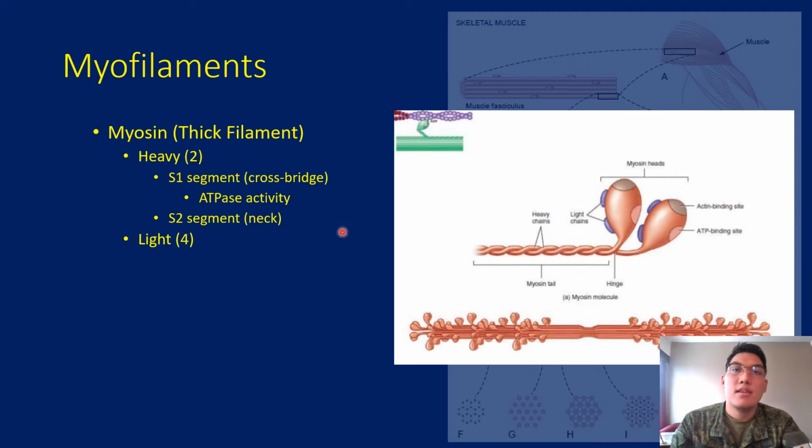Myosin has 6 distinct subunits, 2 heavy and 4 light. Heavy chains have 2 distinct parts: your S1 segments, or your cross bridge, that articulates with actin, and the S2 segments, which form a flexible neck which moves to allow articulation of the S1 segment.